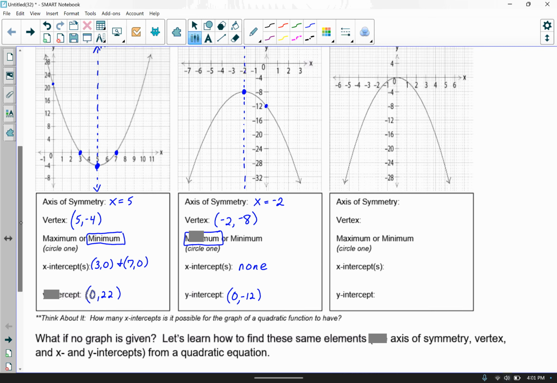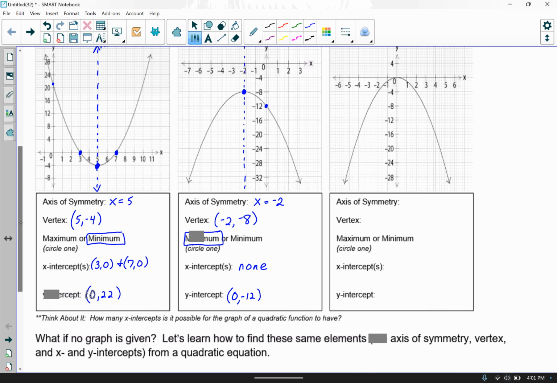If your a is negative, you open down. So hopefully that just makes sense to you, that when a is positive, we're going to open up. When a is negative, we're going to open down. So very intuitive there.